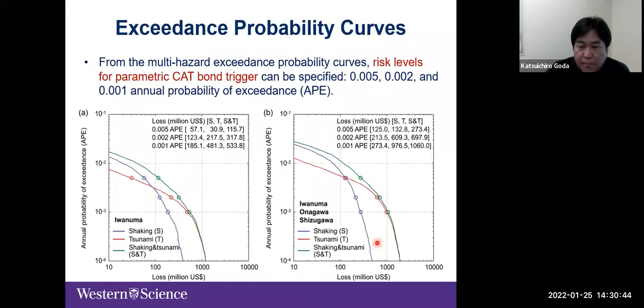So these are the results in terms of the exceedance probability curve for Iwanuma, and then a combined portfolio of Iwanuma, Onagawa, and Shizugawa. We can develop the exceedance probability curve only for shaking, only for tsunami, and then combined. For the sake of my presentation, I'm going to use the quantile values, probable maximum loss at 1 in 200 years, 1 in 500 years, and then 1 in 1,000 years, just as an illustration to define the loss level.